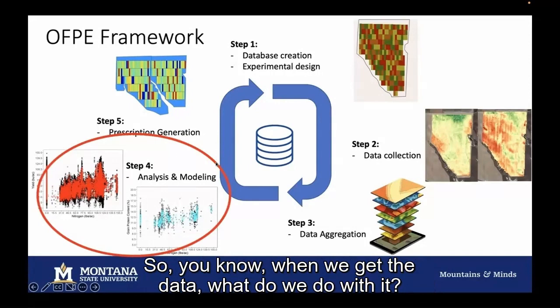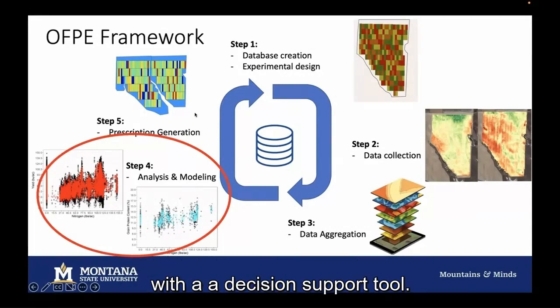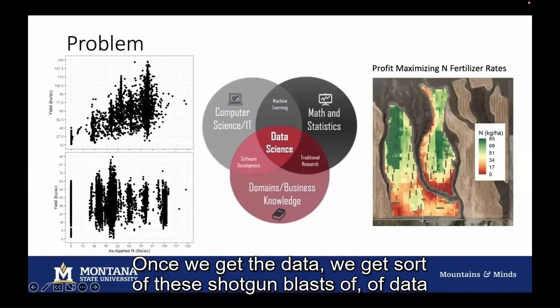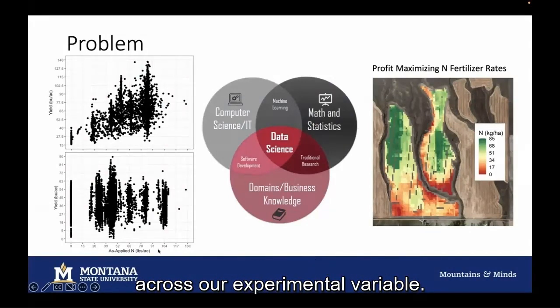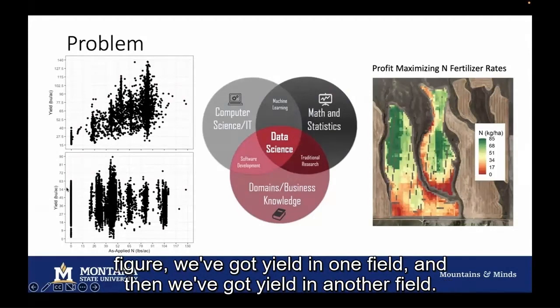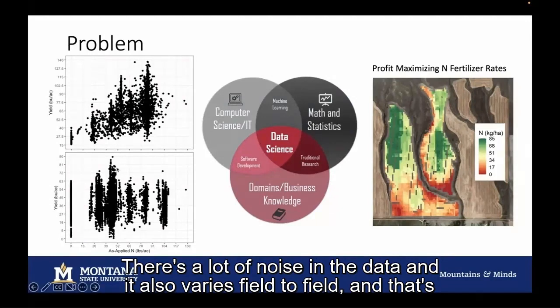So when we get the data, what do we do with it? And how do we get from gathering the data to coming up with a decision support tool? This is really a data science problem. Once we get the data, we get shotgun blasts of data across our experimental variable. In this case, we're looking at as-applied nitrogen. In this bottom figure, we've got yield in one field, and then yield in another field. As you can see, there's a lot of noise in the data, and it also varies field to field.